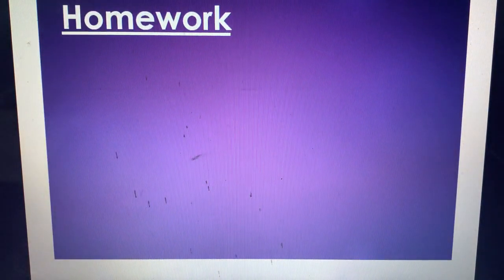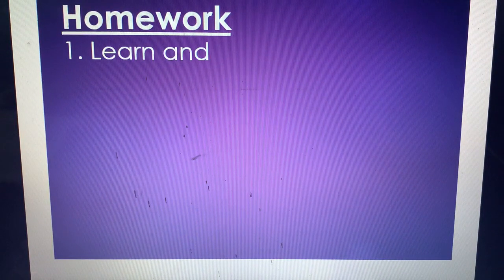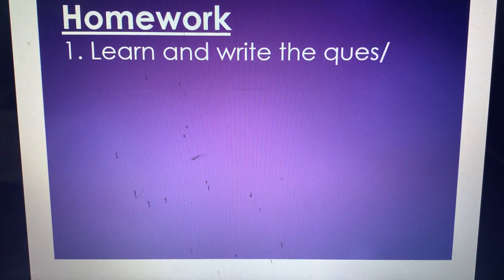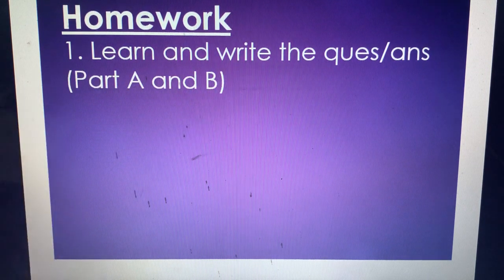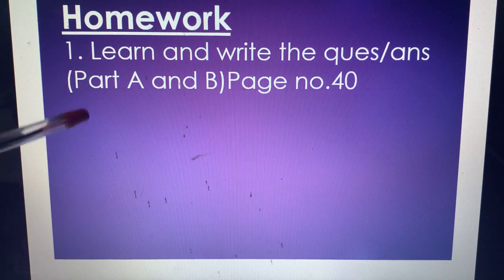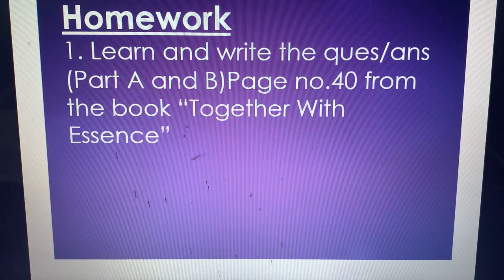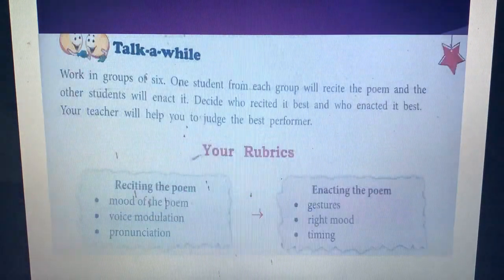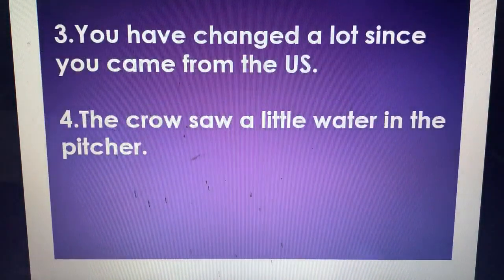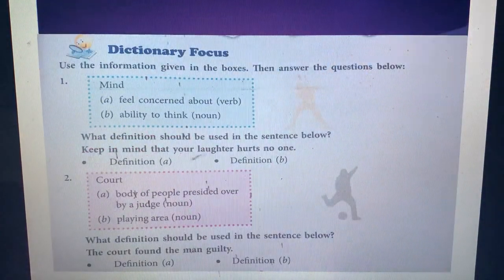The next is your homework. Now what is your homework? The first one is, learn and write the question answers, part A and B, which I taught you, which is given on page number 40 from the book Together with Essence. It is all given in your book, and you can take help from this video lecture also. Fine. So I can show you where part A and B are. Look here. You don't have to do the complete book exercise. You just have to do part A and part B right now.